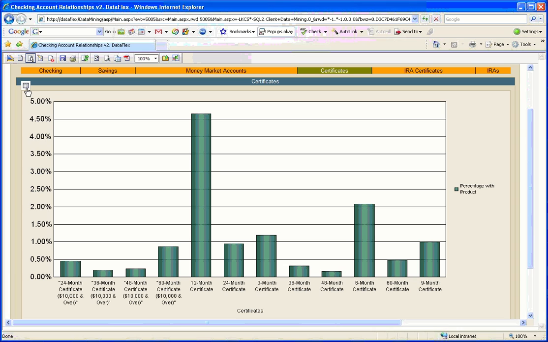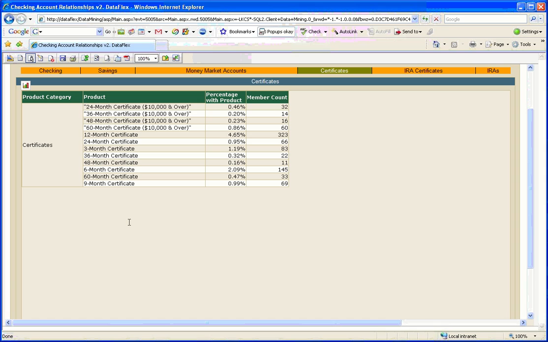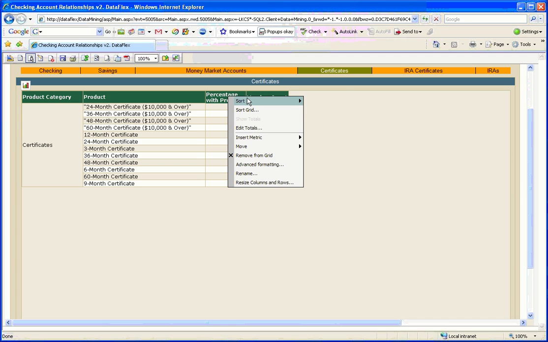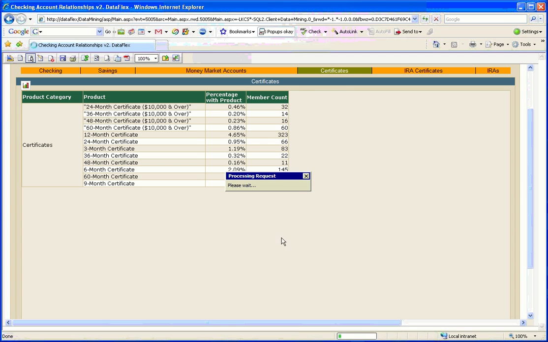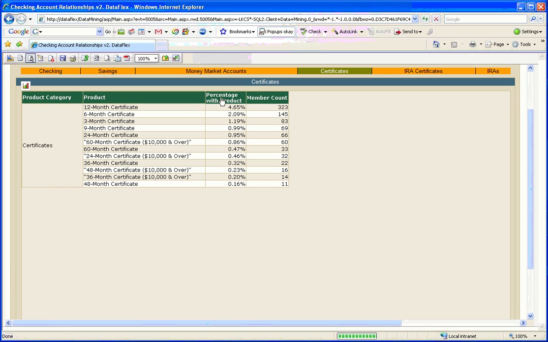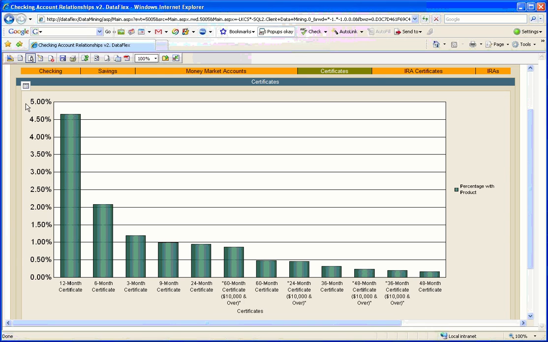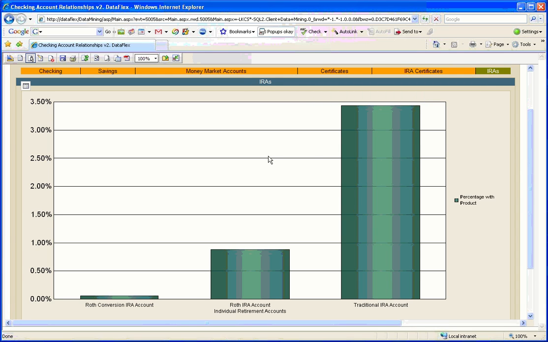Rather than looking at it as a graph, you can click on this button here to look at it as a table form. So if it's easier for you to take a look at data in tabular format instead of graphical format, you can. And you also have the ability to sort by any of the information in this table. So if I sort this same list based on percentages of the members with that product, I can go back to my chart, and you'll see now that the chart is reordered in that same order. And I can continue to move around and look at other relationships, other accounts that these members have.